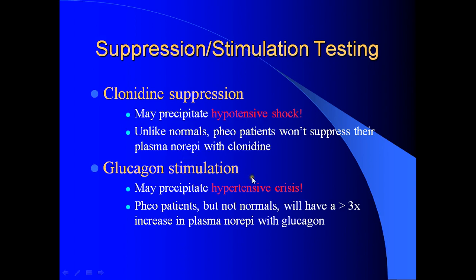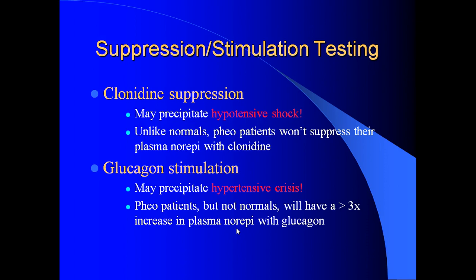Glucagon may precipitate hypertensive crisis. In normal people, when they are given glucagon, there is no rise in plasma norepinephrine, and the blood pressure is not affected. But in pheo patients, it causes a 3 times increase in the norepinephrine, and they go into hypertensive crisis. So clonidine doesn't do anything to the pheo patients, and the levels are not affected, but in normal people, it causes suppression of the catecholamines.